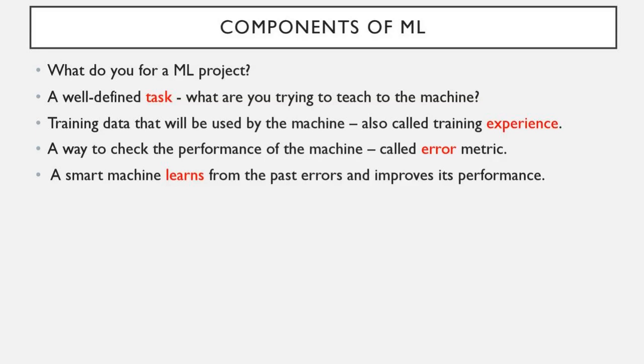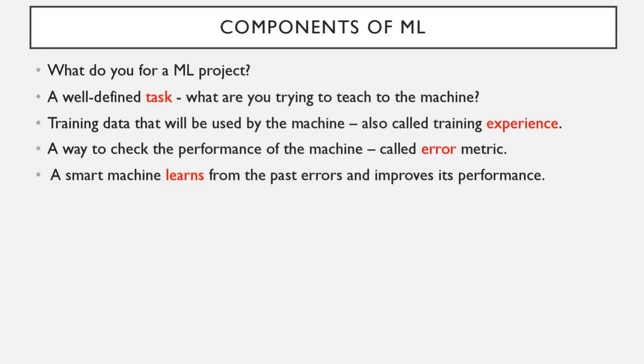Then the second question the machine will ask you is, what experience will you give me? Experience means training data. Like, I can say, I'm going to give you the previous 100 house prices and their features, and you learn from there. And the third thing is, how will you test the machine? So, three things.